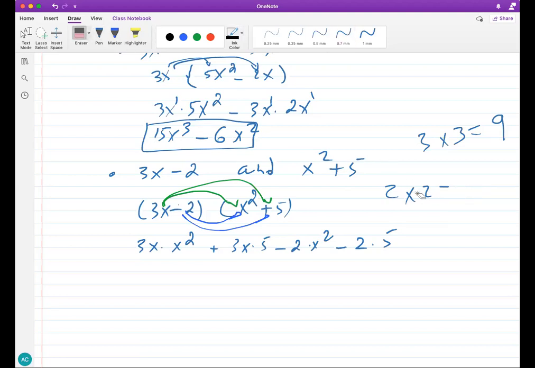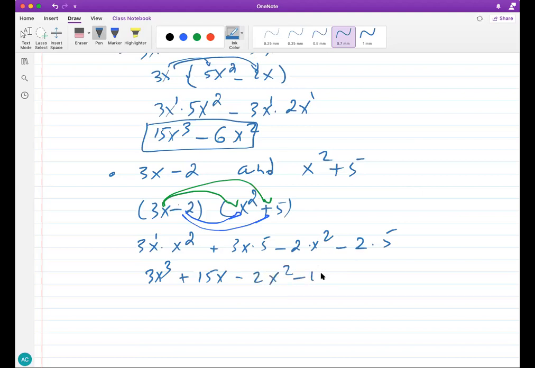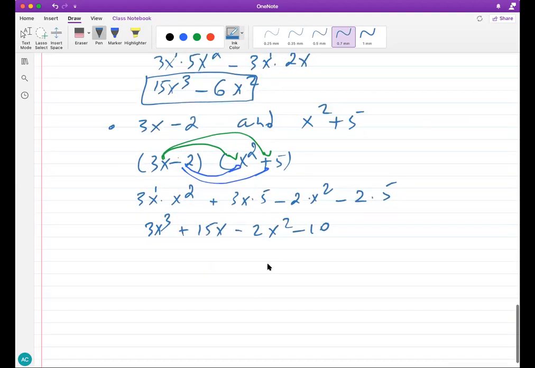And now let's just multiply all these and simplify. So this will be 2x to the third plus 10x minus 2x to the second and 10. Okay, and do we have any like terms to combine? No. There are no like terms to combine, right? So, no. That's it. So that's basically our answer.